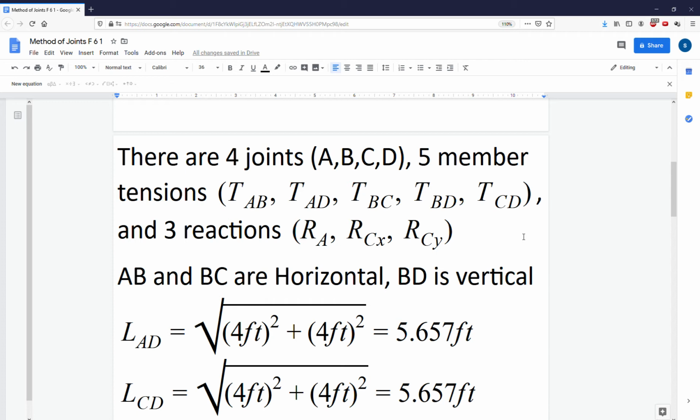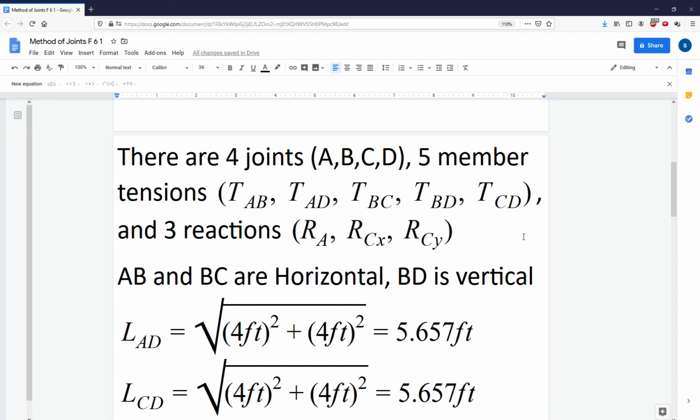Members AB and BC are horizontal, which means that their tensions will act purely in the X direction. Member BD is vertical, which means that its tension will act purely in the Y direction. However, members AD and CD are diagonal, which means that we will need to take their tensions and break them up into components. One way to do that is to find the length of AD and CD. We can use the Pythagorean theorem.